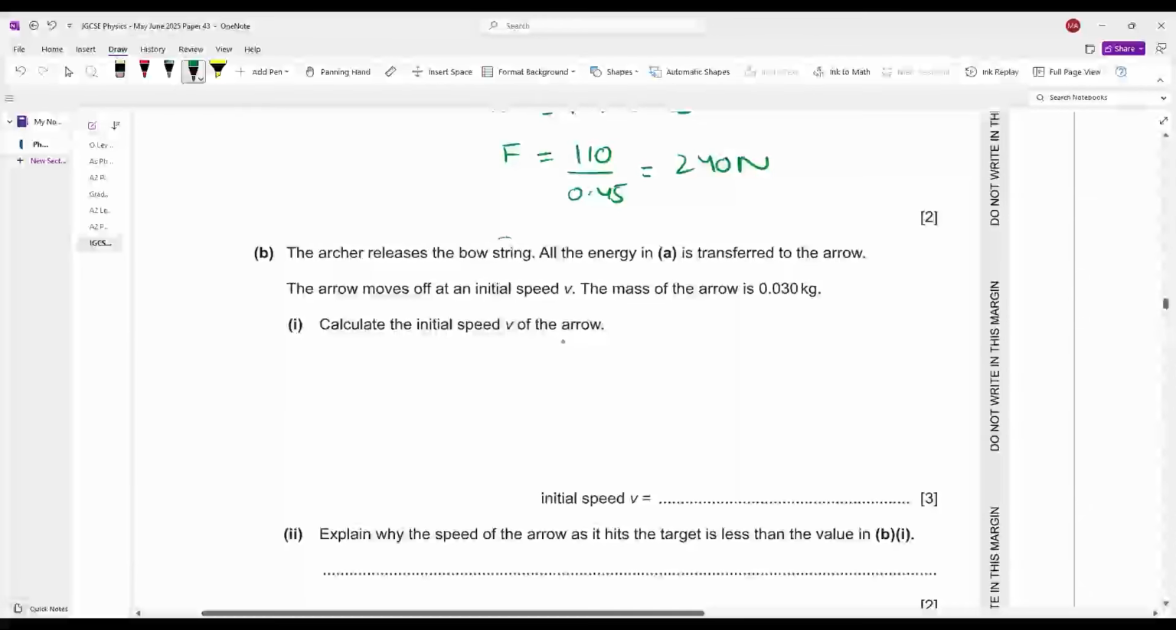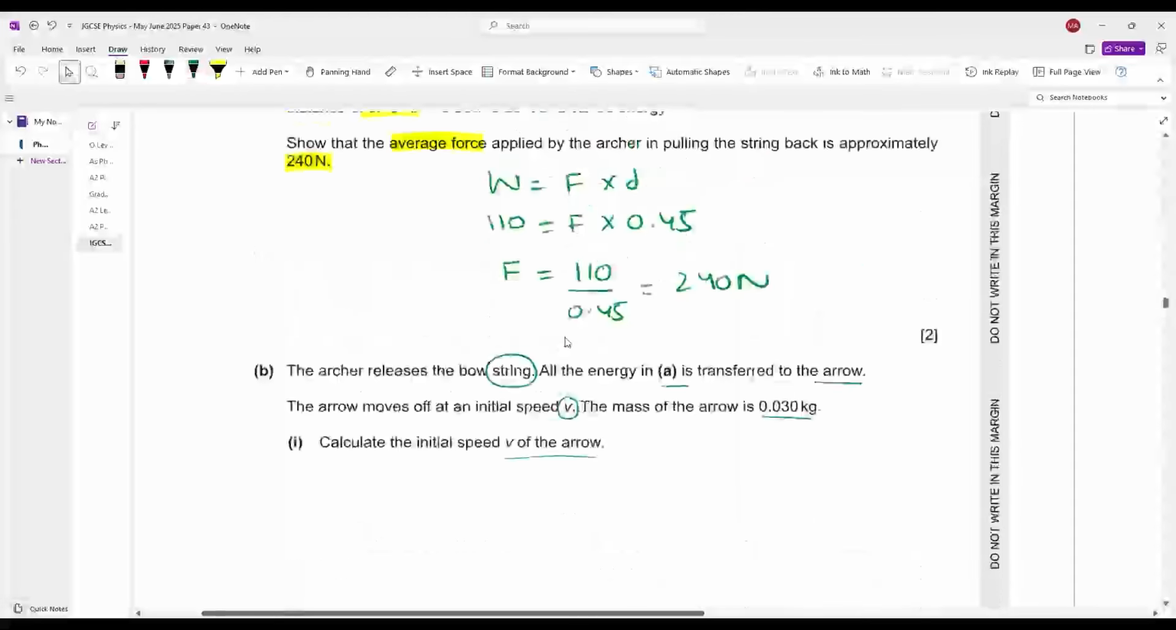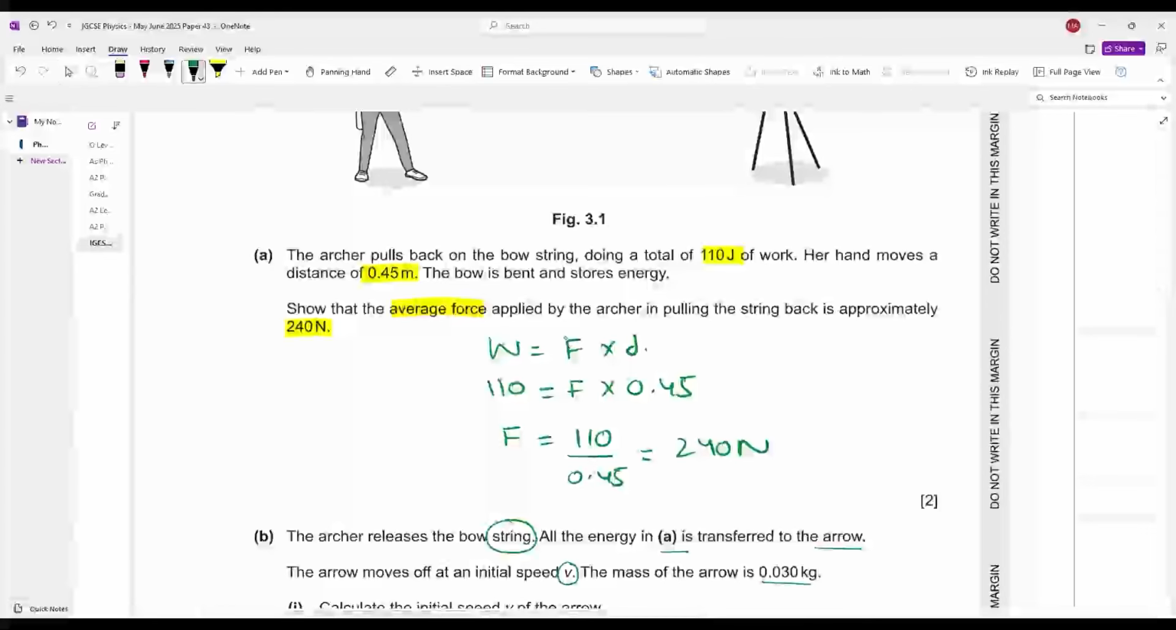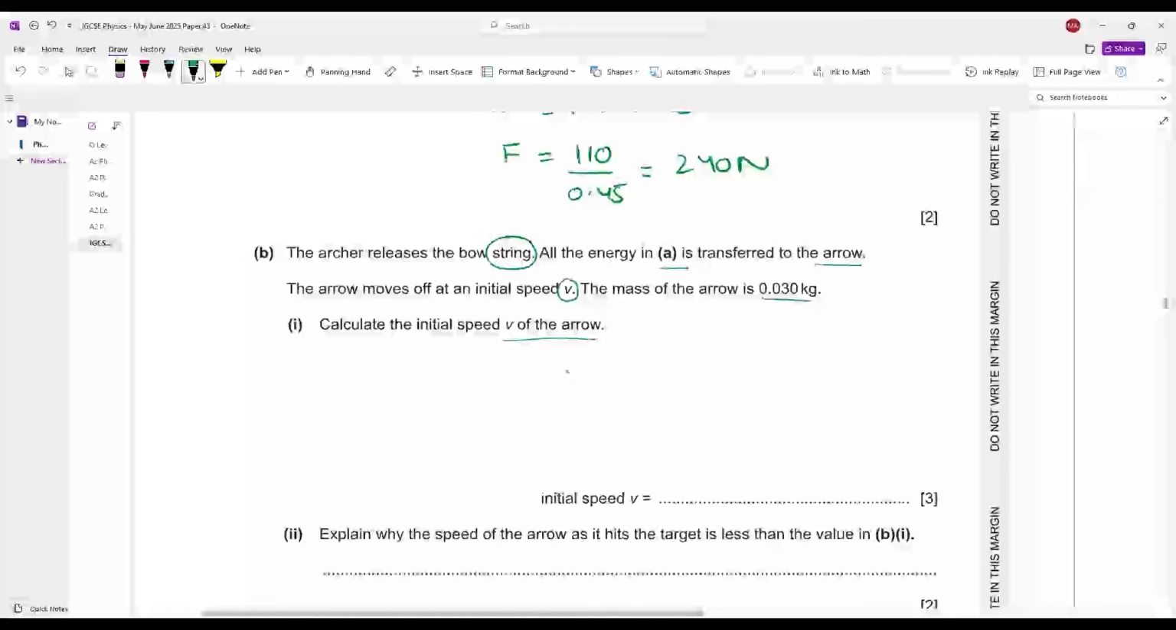The archer releases the bowstring. Okay. All the energy in B is transferred to the arrow. The arrow travels with an initial speed of V. The arrow has a mass of this. Calculate the initial speed of the arrow. So all this energy is getting transferred into the energy of the arrow, which will be the kinetic energy of the arrow. All of this energy is converting into kinetic energy of the arrow.